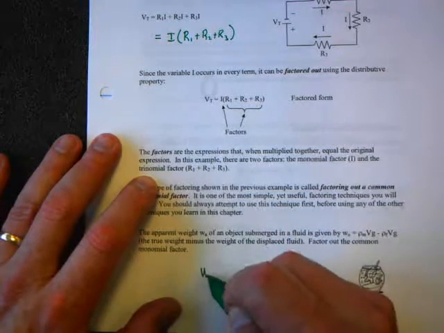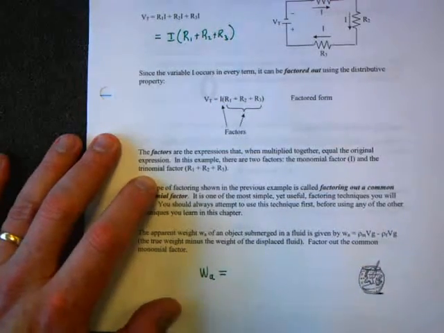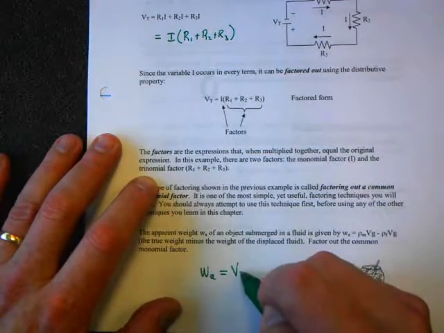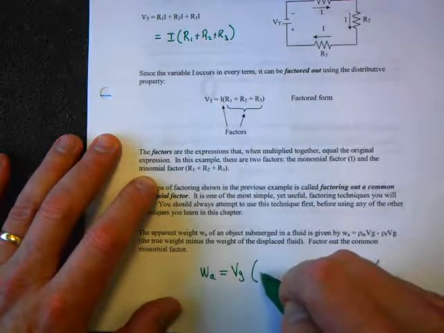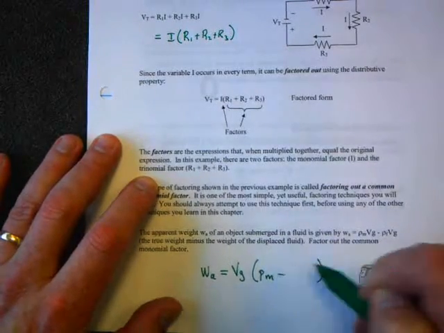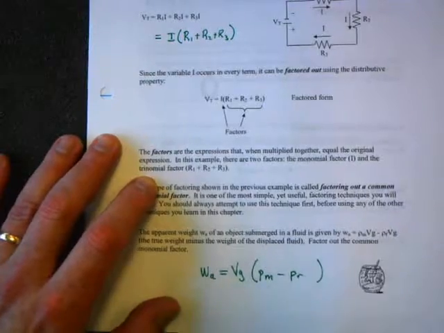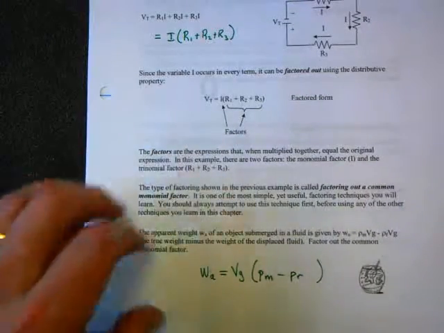So we would write W sub A equals. The common thing is V sub G. Then we put a parenthesis. What's left over? P sub M minus P sub R. All right.